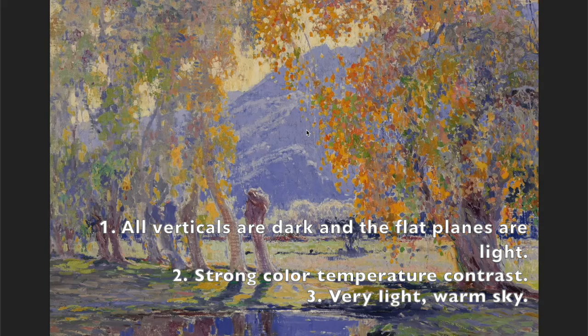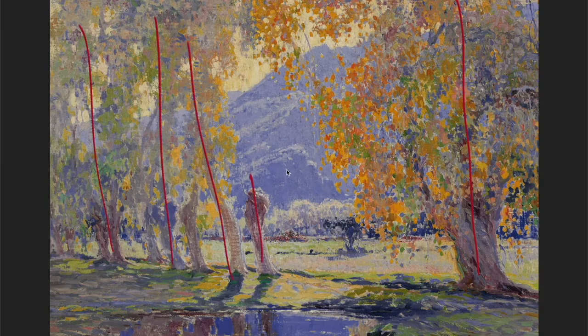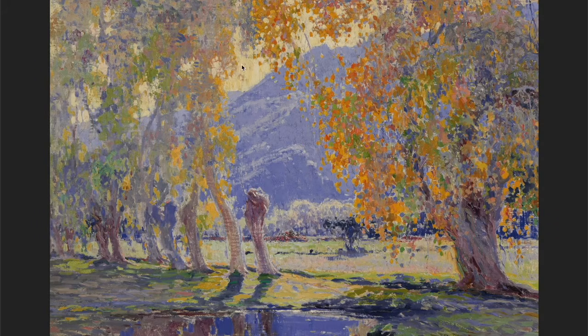So number 1 is all verticals are dark and the flat planes are light. So you're going to have everything that's upright. By verticals, I mean upright planes. Tree trunks, tree foliage, sheer cliffs on these mountains back in here, they're all upright. And they're always going to be dark because the sun is behind them. Now you might have a little rim lighting, like a little bit of yellow lighting hitting the edges on them, but for the most part, it's going to be dark.